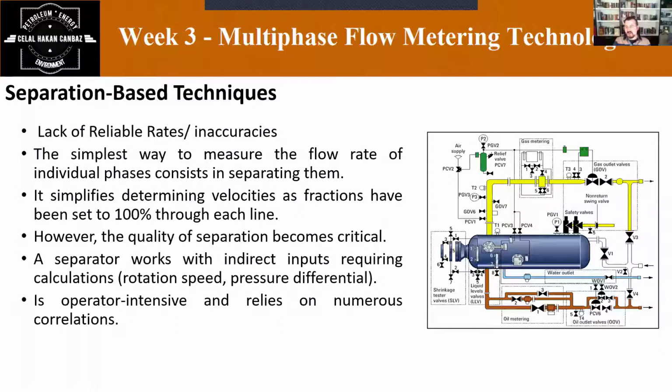Additionally, there is a need to use some indirect inputs. For example, rotation speed for the vortex meters, pressure differential, as I mentioned. So these require extra calculations, and the results that you are getting are the result of these calculations, not quantitative direct measurements. Okay, so in spite of direct measurements, you are making the measurements as a result of calculations. Measurement plus calculations, so increasing the error percentage.